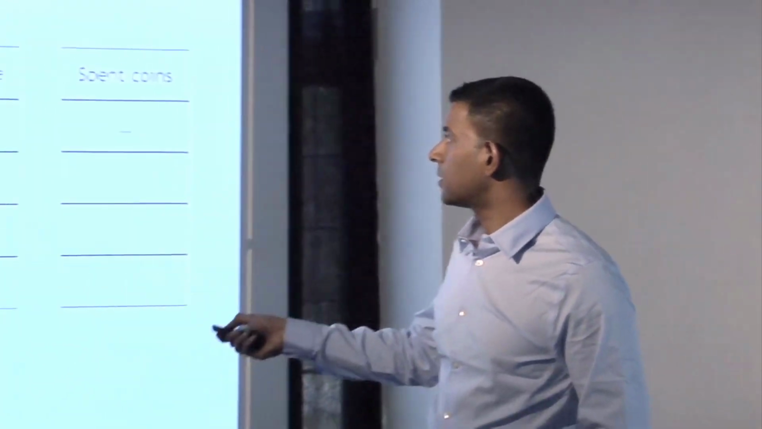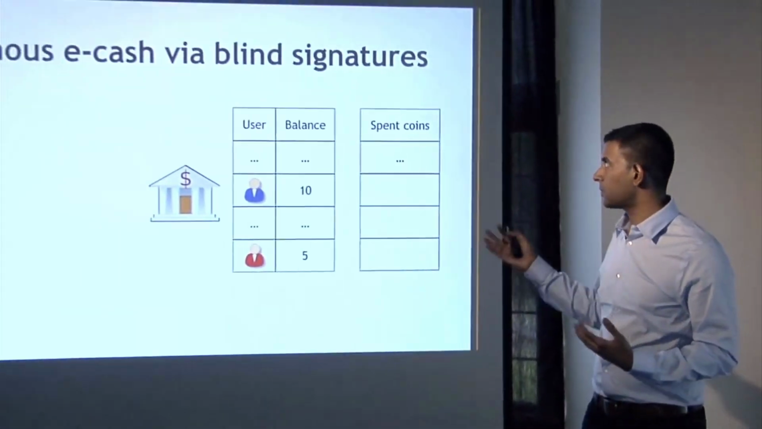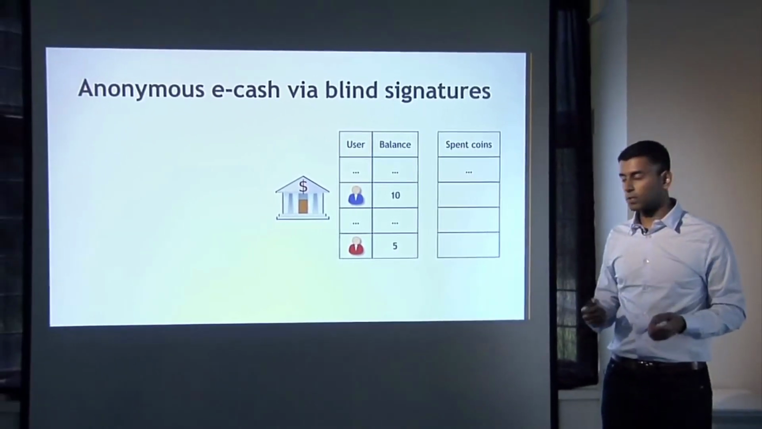And as we go through this protocol, try to see if you can spot any other flaws with it other than the anonymity properties or lack thereof. It's quite a simple protocol. I'm going to show it to you in just one slide. Now, imagine that there is a bank, and this is a protocol for anonymous eCash through blind signatures.